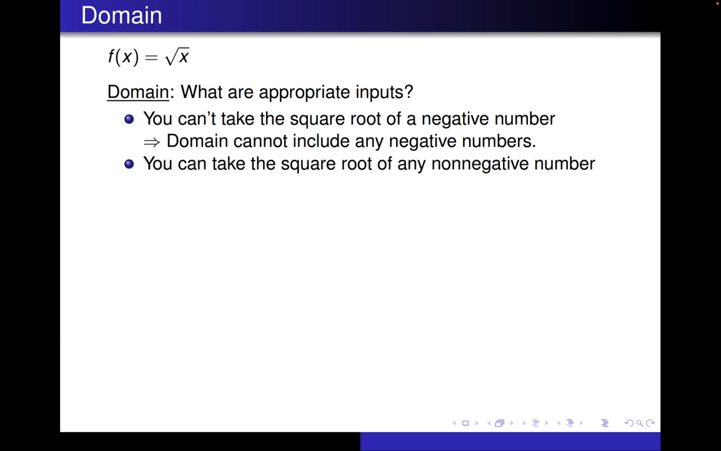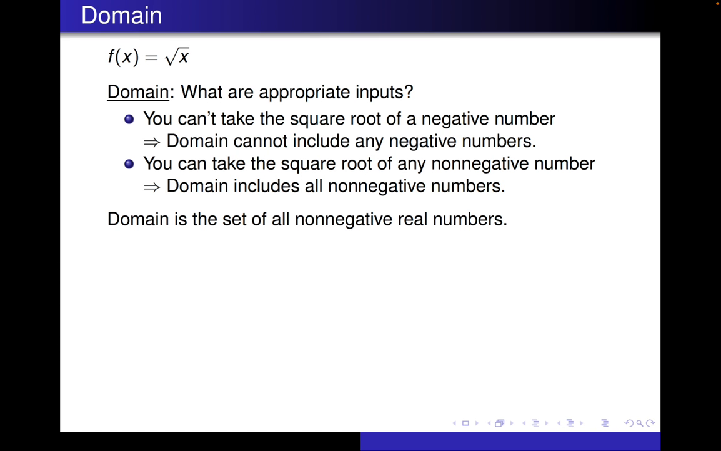However, if you put in any non-negative number, you can take the square root of that number, which means you get an output anytime you put in a non-negative number, and that tells us that the domain does include all non-negative numbers. So it does not include any negative numbers, it includes all non-negative numbers, which means that the domain is the set of all non-negative real numbers.